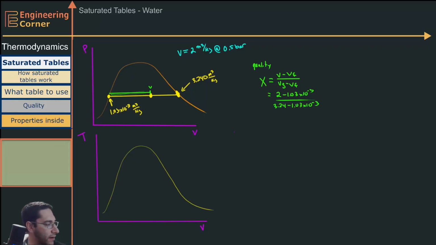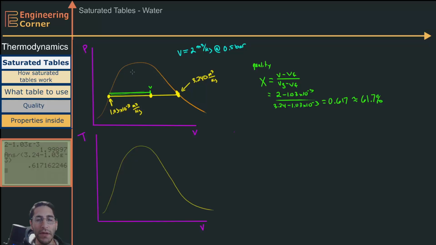And if we do that in our calculator, we will get our quality. So we get a quality that's equal to 0.617. And what this means is this is 61.7%. Now, if you're given a quality, you automatically know that you need to be in this mixture region.